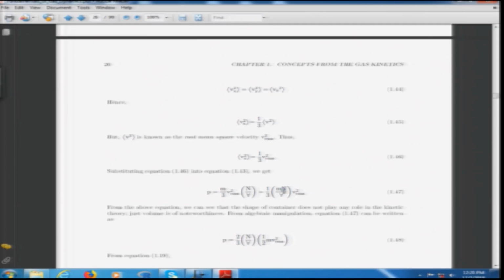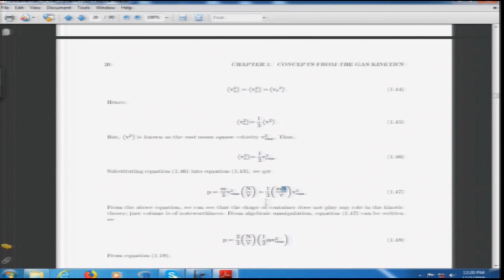However, since the shape is not coming into the picture, the pressure depends only upon the volume of the container, or the gas which is occupying this container. Therefore, the shape is immaterial for the pressure. Only the volume does matter. Please note this is a very important result.